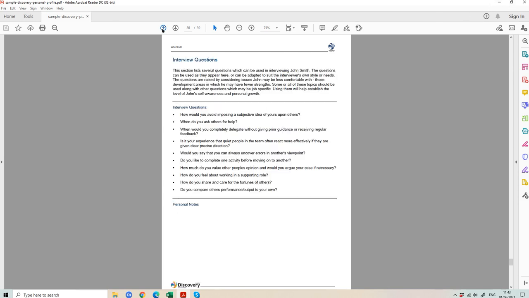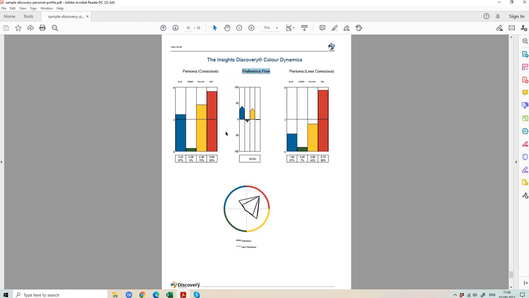It's based around your chart. So on our conscious persona, you can see I have fiery red as my dominant energy, quite dominant, 93%. I have a strong preference at 73% for sunshine yellow, so I'm showing a lot of extroverted kind of energy.